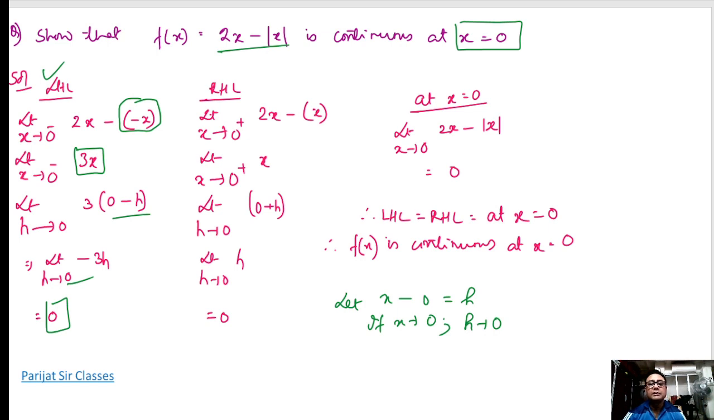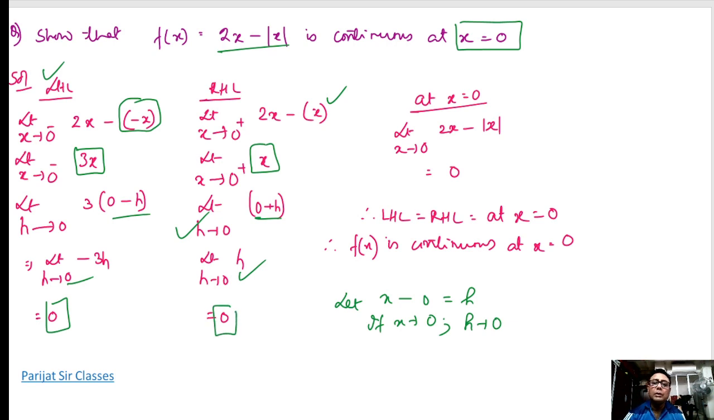Similarly, for the right hand limit, that means x is more than 0, which means positive. So mod x will become positive x. So here we get it. And now in place of x, I am putting 0 plus h and put the limit h tends to 0. We are getting 0.